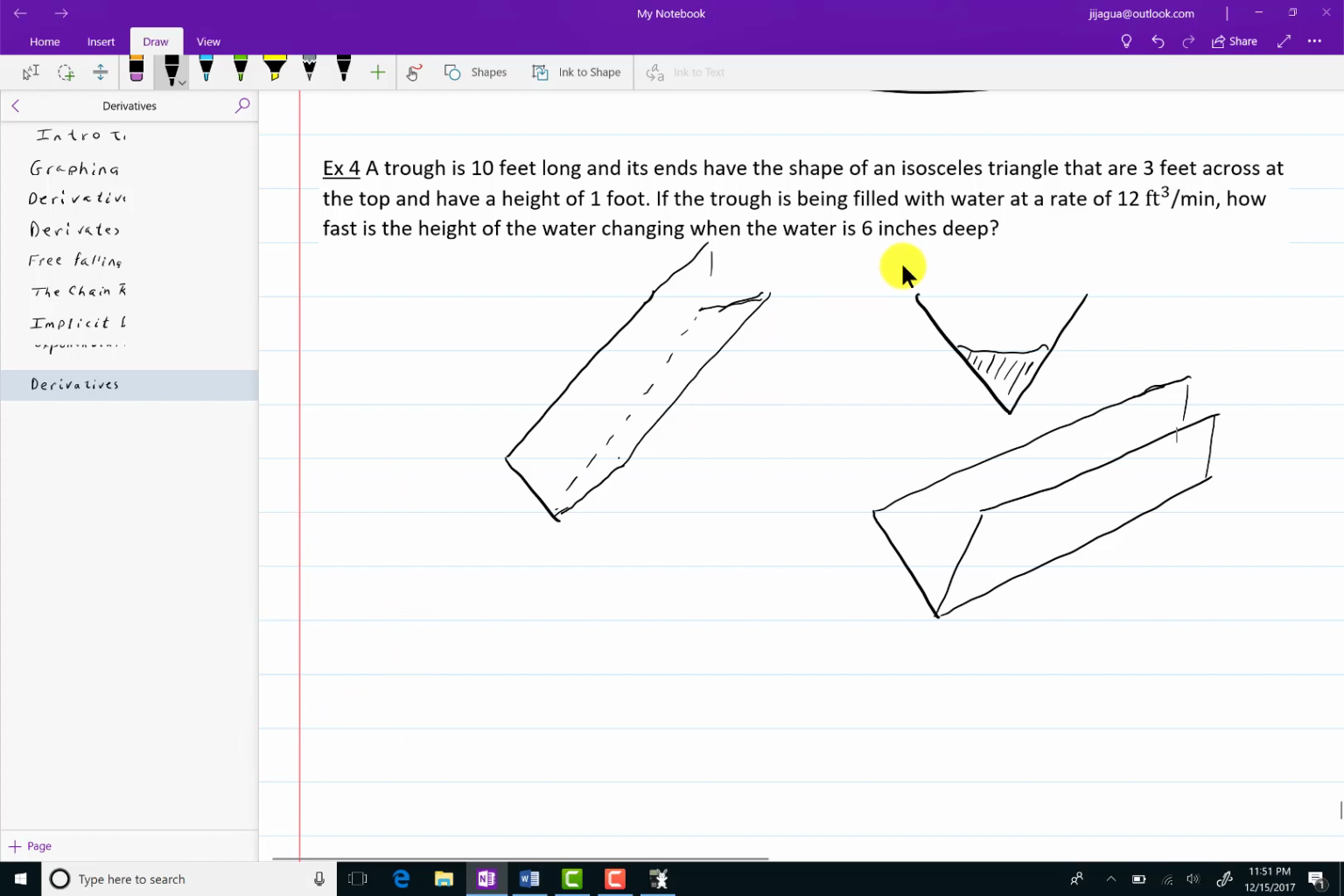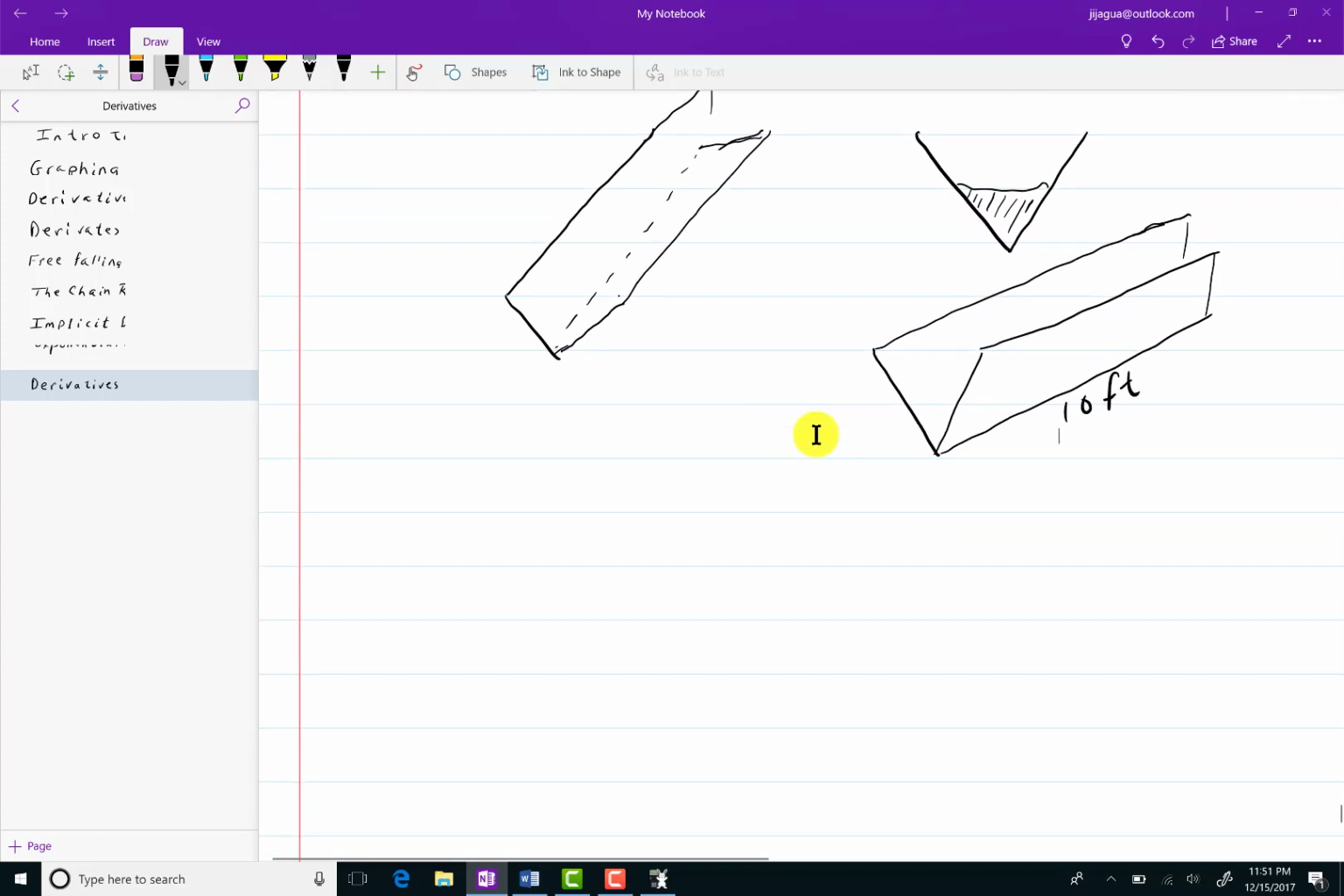And this is probably the most important piece here. The thing is 10 feet long, so the length of it never changes, but the depth of the water will change as you're filling it up. So let me draw a picture here. This is the original thing. I'll put that there even though that's not the water level. I know that that's 3 feet apart, and I know that the height is 1 foot. And then you'll have the water level in here somewhere, filling up as you go.